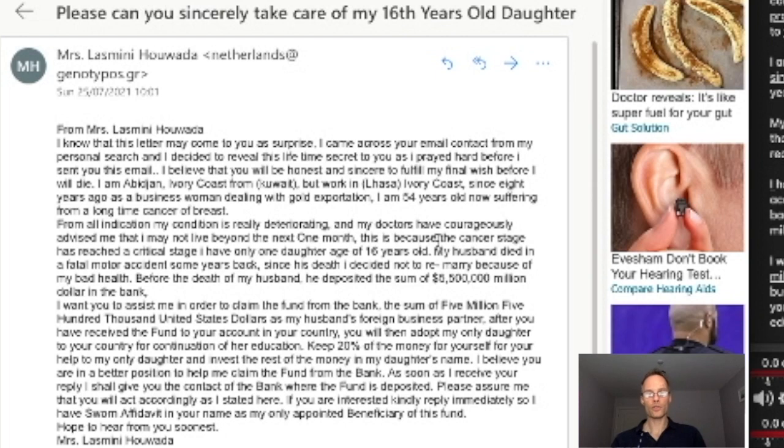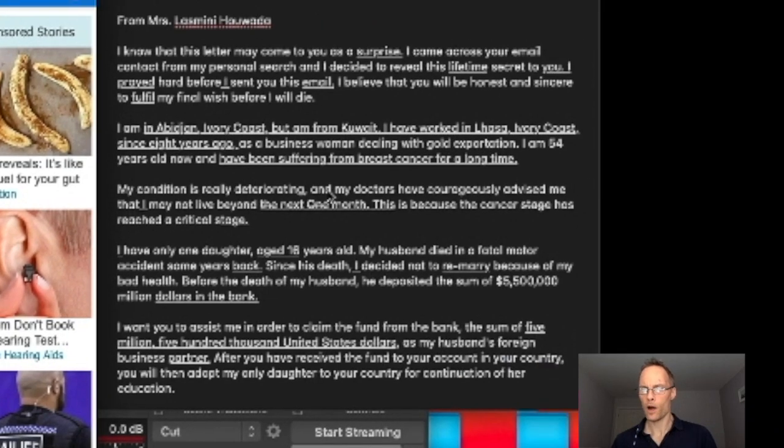They've gone, "this is because the cancer stage has reached a critical stage. I have only one daughter aged 16 years old." Again, those are two separate sentences put together. So I have put, "this is because the cancer," I've crossed out stage, "the cancer has reached a critical stage." Because you put stage twice, which you shouldn't write in a sentence if it's not necessary. It's not necessary here, so instead of the cancer stage, just "the cancer has reached a critical stage."